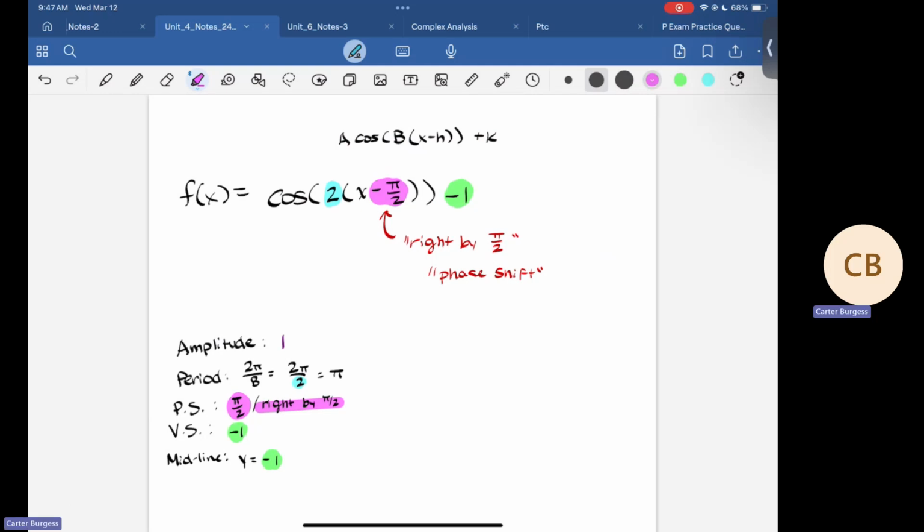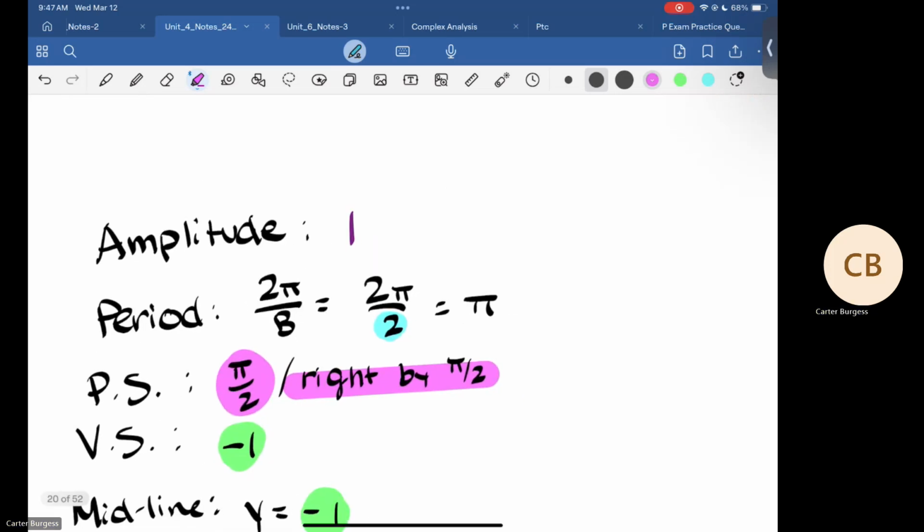Okay, pausing here. Do we have questions with how we have gone from equation to relevant information? Do we feel good about where the amplitude is coming from? Do we feel okay about where the period is coming from? Good about the shifts? It's just a thing to memorize. It's 2 pi over b.